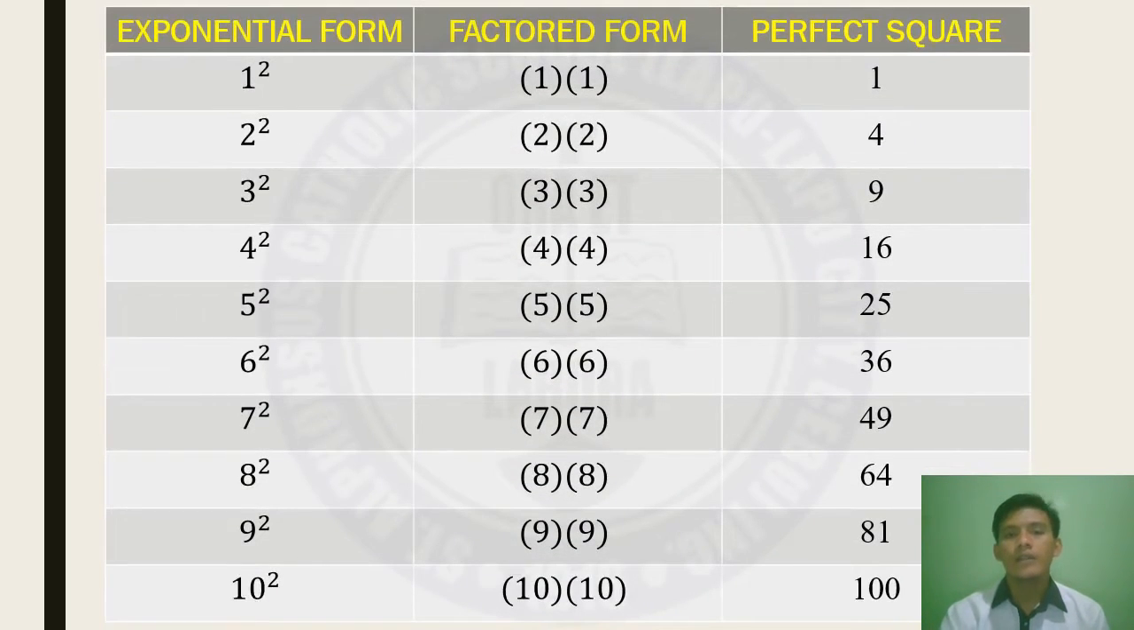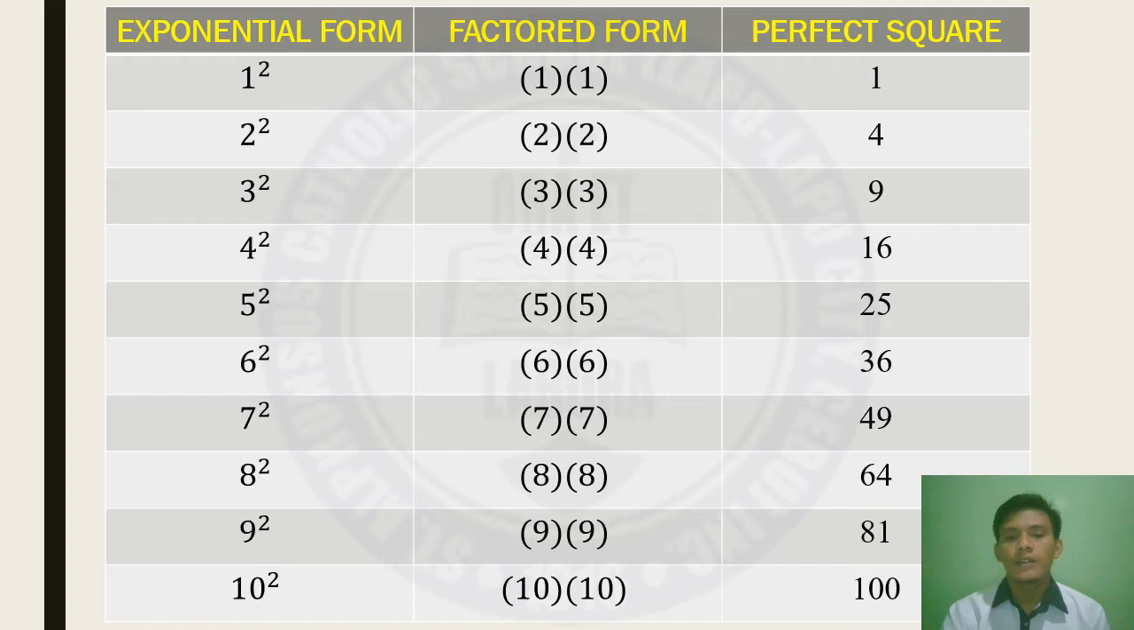As you can see in the table, column 1 is in exponential form, column 2 is in factored form, while column 3 is the perfect square. 1 squared in factored form is 1 times 1, which is equal to 1. 2 squared, when you factor it out, is 2 times 2, which is equal to 4. 3 squared, 3 times 3, is equal to 9.